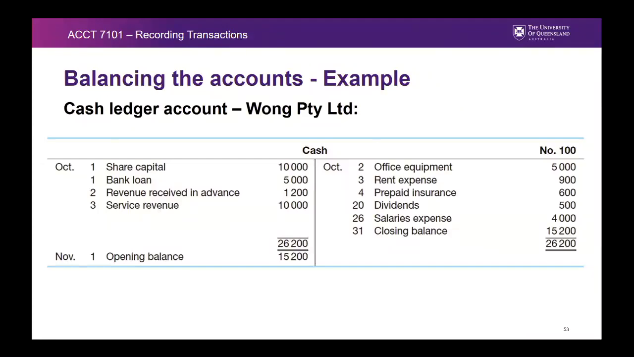So on this side, I'm going to debit cash and credit service revenue, and so that's recognising revenue. In this case, rent expense. This is the credit side, so every time I credit cash, I will debit rent expense. I will credit cash, debit prepaid insurance asset, credit cash, and I'll debit dividends. So debit dividends. Salaries expense, I'll credit cash and debit salaries expense, and there's the closing balance there. Okay, any questions on that?